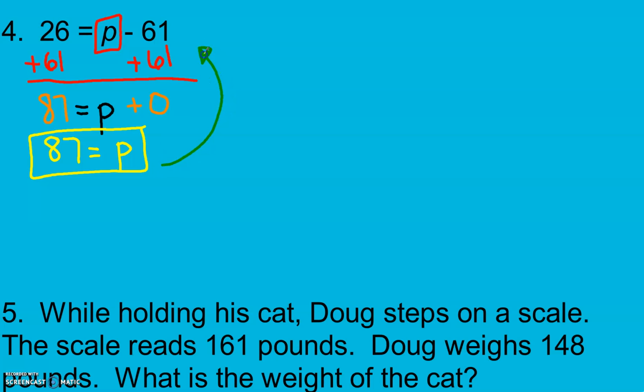Now, we plug it back in to check. 26 equals that P value we got, 87, minus 61. We simplify here. 87 minus 61 gives me 26. So I get 26 equals 26. Since that is true, our answer is correct.